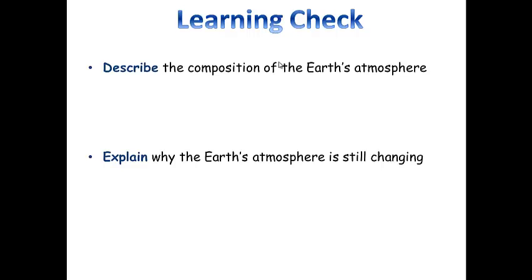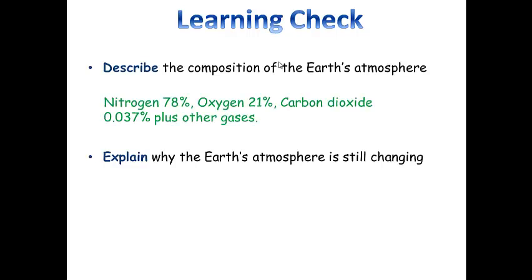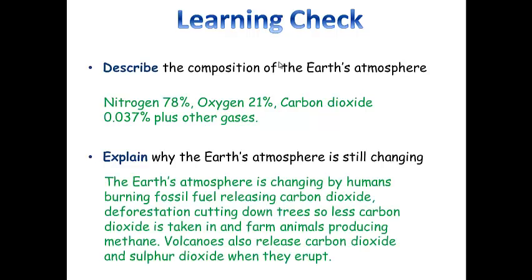So the first one is describe the composition of the Earth's atmosphere. You should have had that. It's 78% nitrogen, 21% oxygen, and carbon dioxide at 0.037. And you've also got other gases like argon. And explain why the atmosphere is still changing. The Earth's atmosphere is still changing by humans burning fossil fuels, which releases carbon dioxide, deforestation cutting down trees so less carbon dioxide is taken in, and farm animals producing methane. You could also mention volcanoes also release carbon dioxide and sulfur dioxide when they erupt.